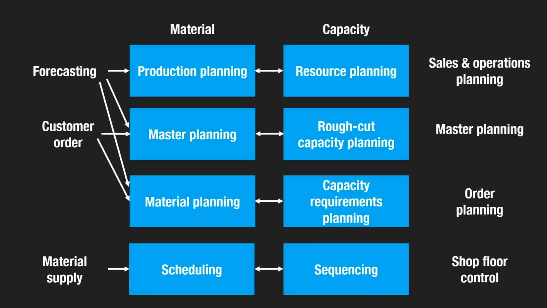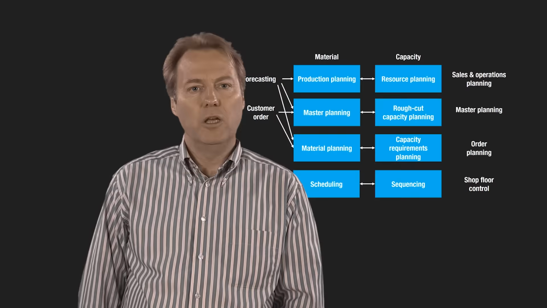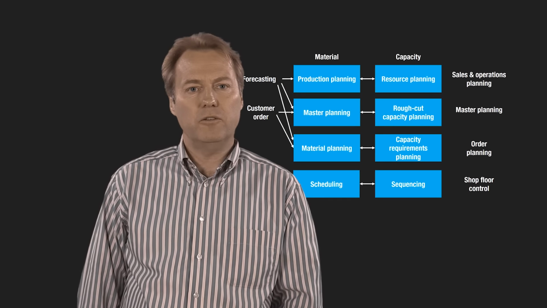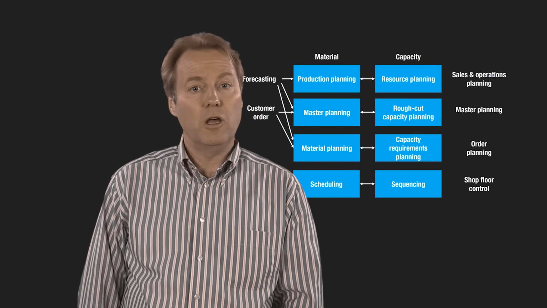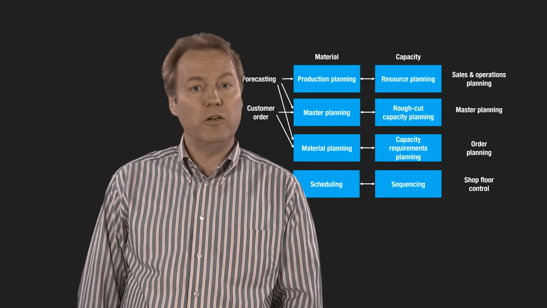Once the preliminary production plan is established, it must be compared to the existing resources of the company. This step is called resource planning. Two questions must be answered. Are the resources available to meet the production plan? If not, how will the difference be reconciled?